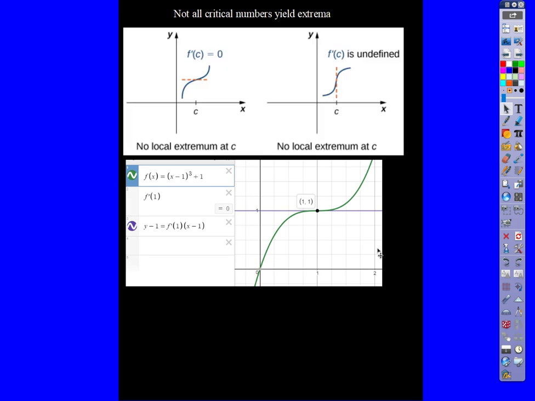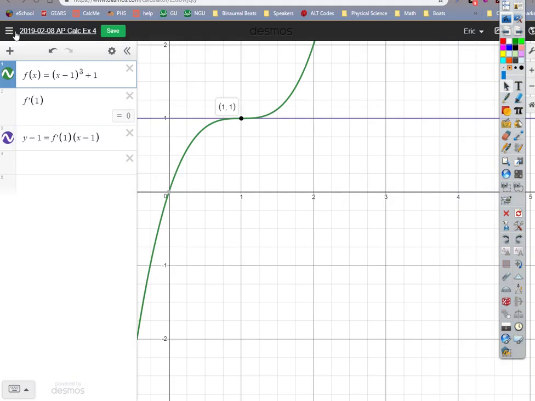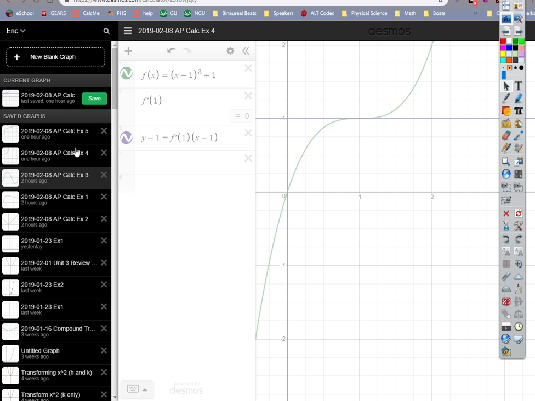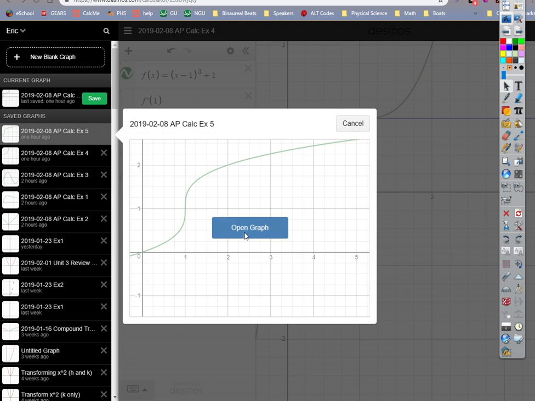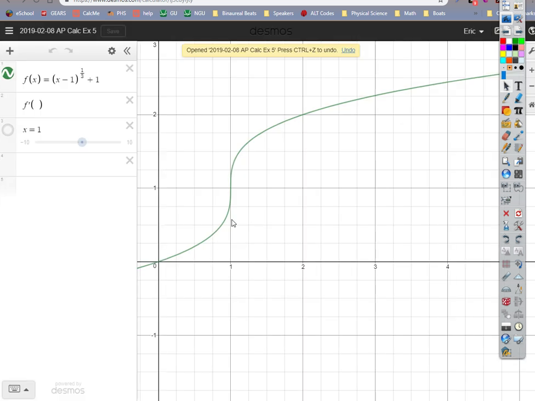Okay, so we get some examples where it wouldn't have, well, I got one more too. I was going to show you an actual example of one like that. So what if I pull up example 5? If I just take a function like a cube root instead of a cubic function, f of x equals quantity x minus 1 cube rooted, so to the 1/3, plus 1, wouldn't you agree that there is a place here where the function is undefined, right?